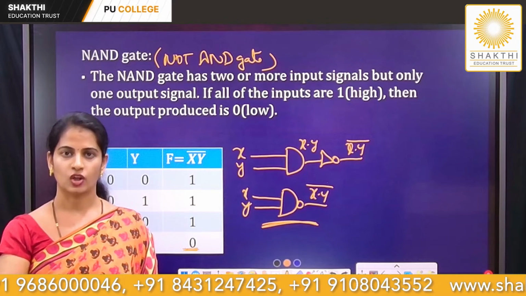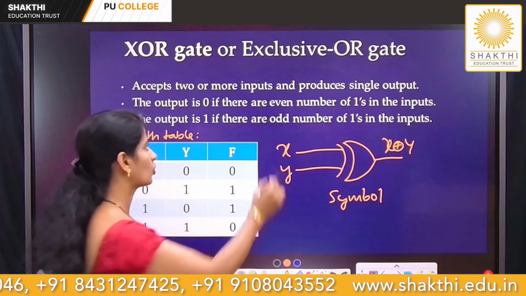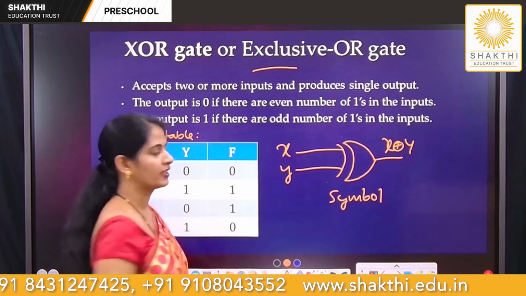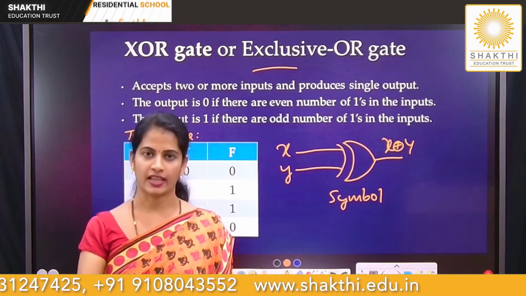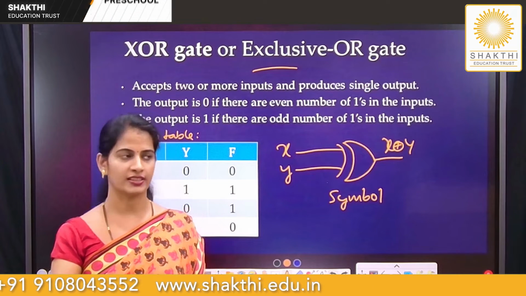4 marks for logic gates. So the next gate we have is a XOR gate. It is also called as exclusive OR gate. So like other gates, it accepts 2 or more input signals and produces 1 output signal.